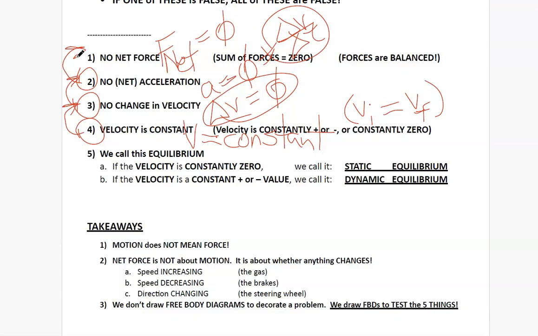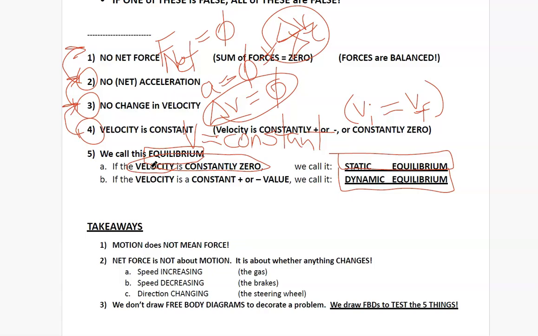And the fifth item in here is that we call this equilibrium. When the net force is zero, when the forces are balanced, when the sum of all the forces is zero, we just refer to that as equilibrium. And equilibrium has two flavors. One is called static equilibrium, and one is called dynamic equilibrium. And to a physicist, they don't care which of the two it is, but I'm going to tell you the two main situations of being in equilibrium are when the velocity is zero, it's a constant velocity of zero.